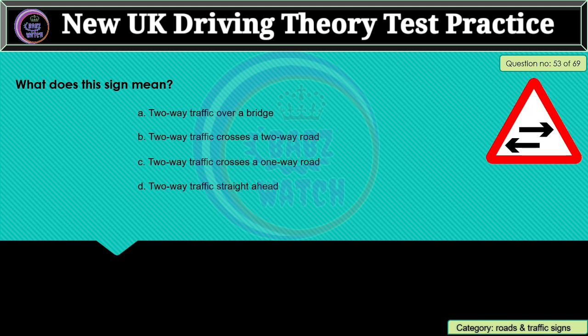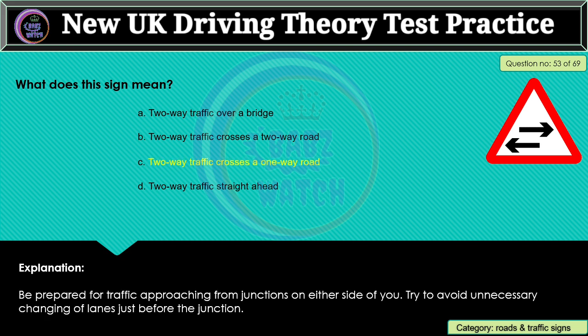Question 53 of 69. What does this sign mean? A. Two-way traffic over a bridge. B. Two-way traffic crosses a two-way road. C. Two-way traffic crosses a one-way road. D. Two-way traffic straight ahead. The correct answer is C. Two-way traffic crosses a one-way road. Explanation: be prepared for traffic approaching from junctions on either side of you. Try to avoid unnecessary changing of lanes just before the junction.